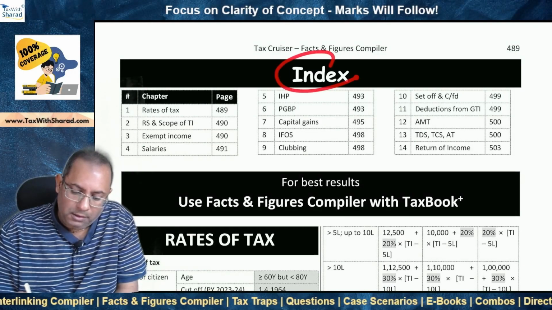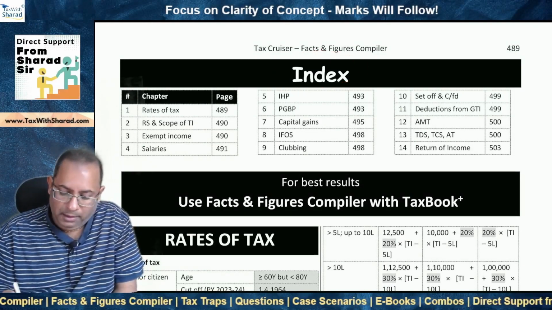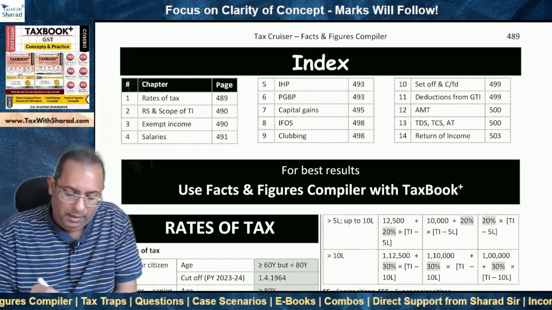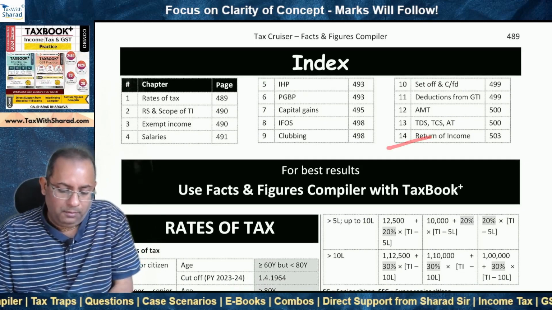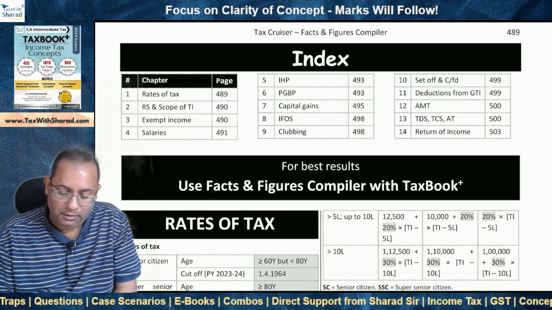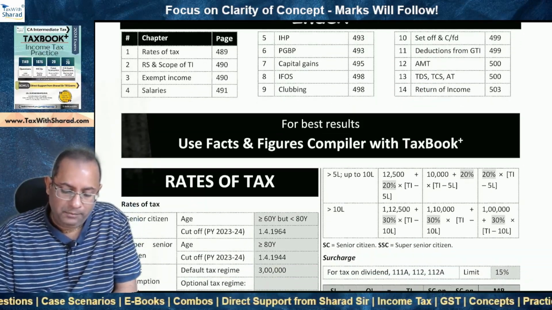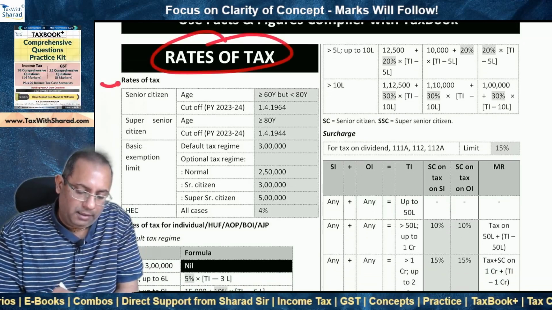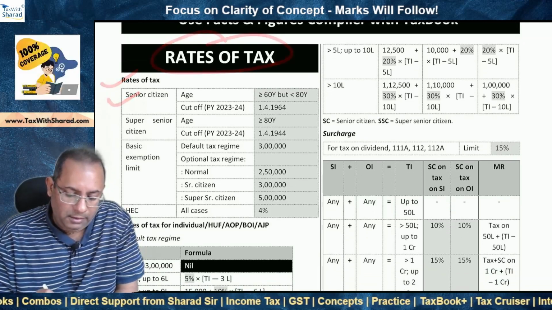As you can see, this is the index of the compiler for income tax, and the compiler is arranged chapter wise, 14 in all. So chapter wise, the facts and figures have been arranged in this compiler. We first begin with the rates of tax. Who is a senior citizen?